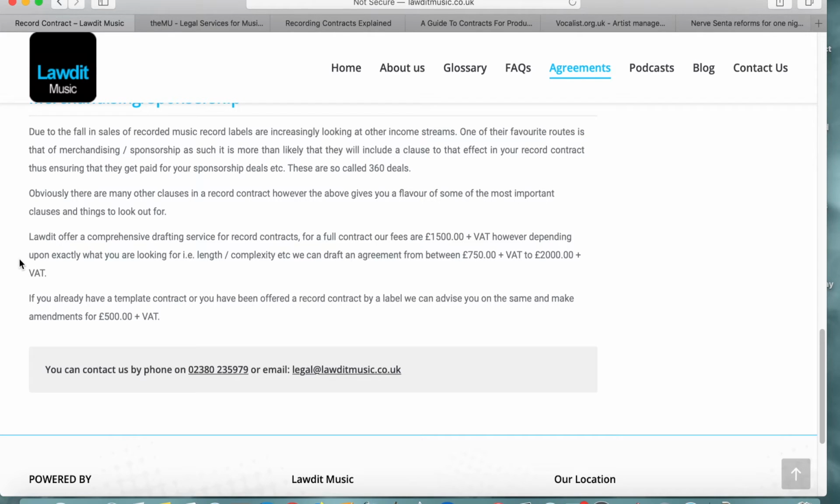If you already have a contract, they're talking about a recording contract, but if you've been offered a contract, they will advise you and make amendments for £500 plus VAT. This seems to be the way contracts generally are working, not just music contracts. We've recently sold our music shop business, and the new lease the new owner was taking over was a very straightforward contract, with a couple of things in there that weren't in our original contract that we signed 7 years ago.